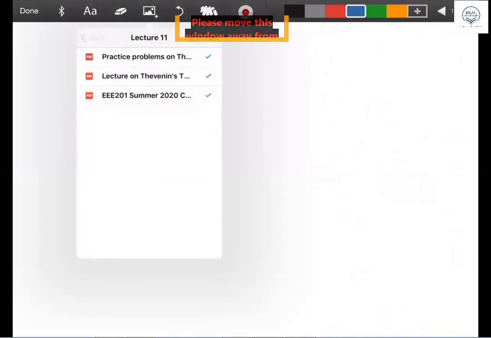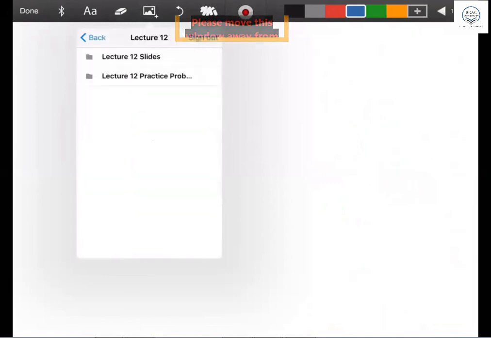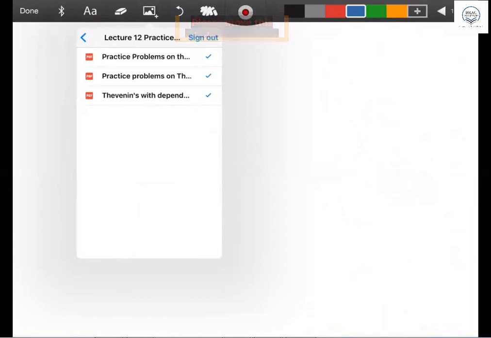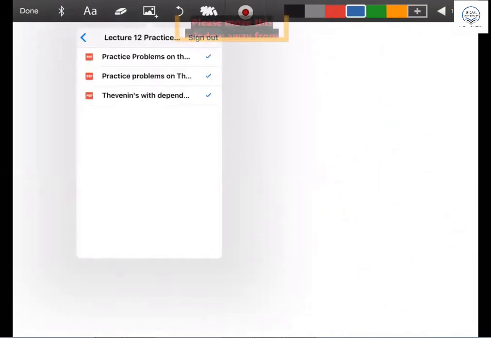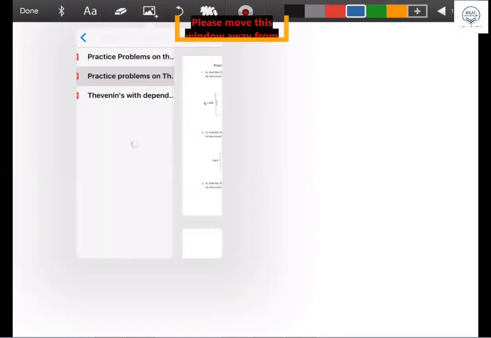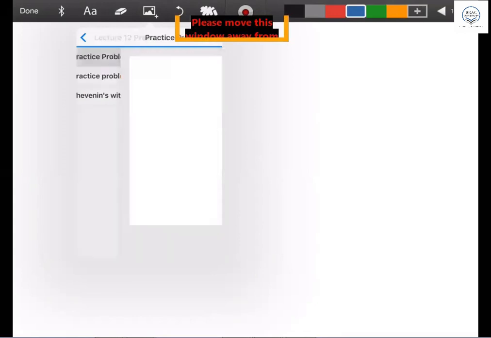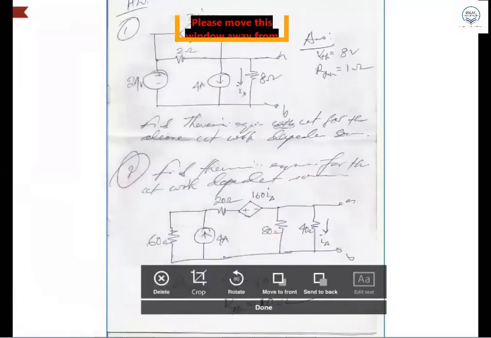Today I have given you some questions, this is lecture 12. So practice problems, if you look, I have given today, on Thevenin dependent sources. Look at this. Two problems are very important. You can just solve it.